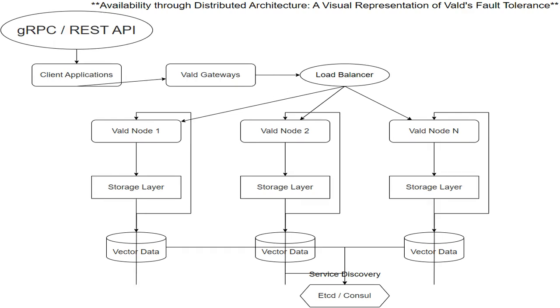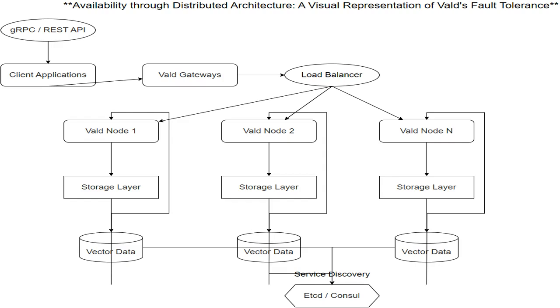Now, let's consider gRPC and REST APIs. These are standard ways for applications to interact with Vald. gRPC and REST define how requests are made and how data is exchanged. Let's explore client applications. These are the applications that use Vald to perform vector searches. Examples include recommendation engines, image search tools, and fraud detection systems.